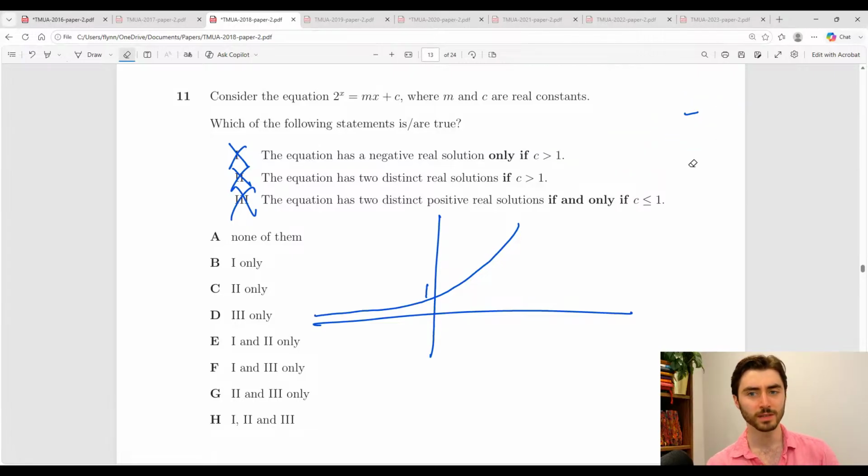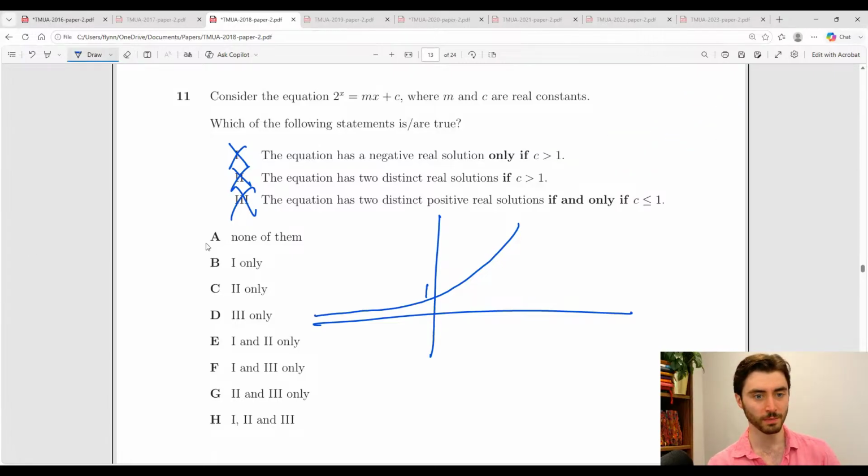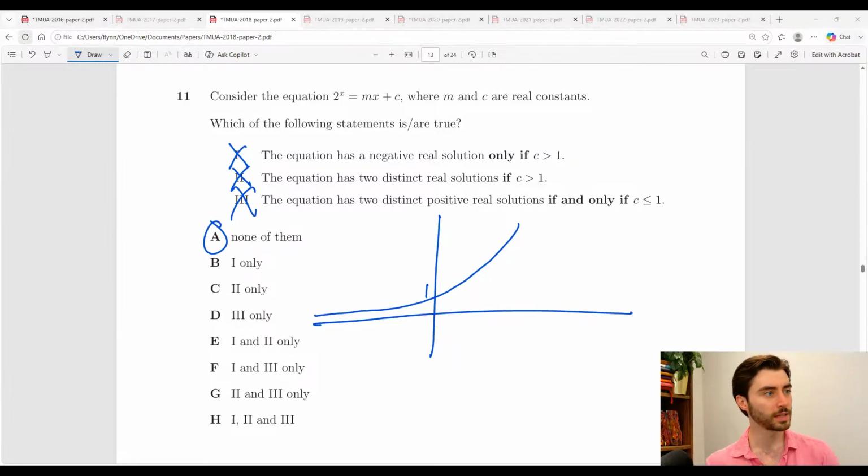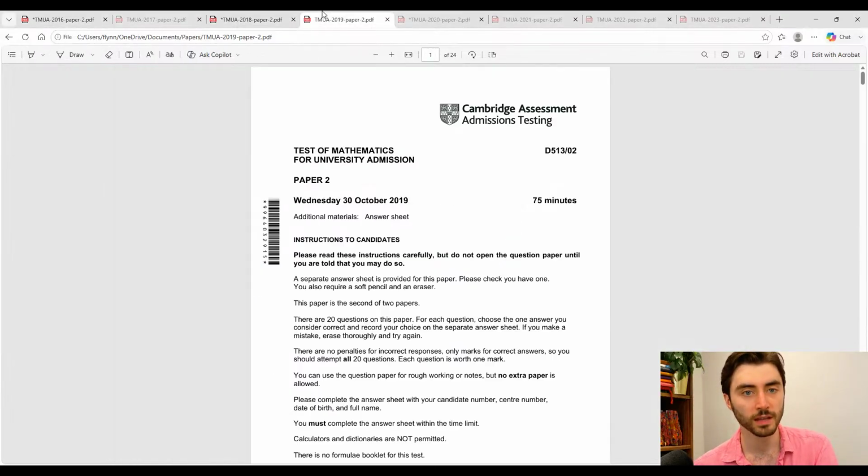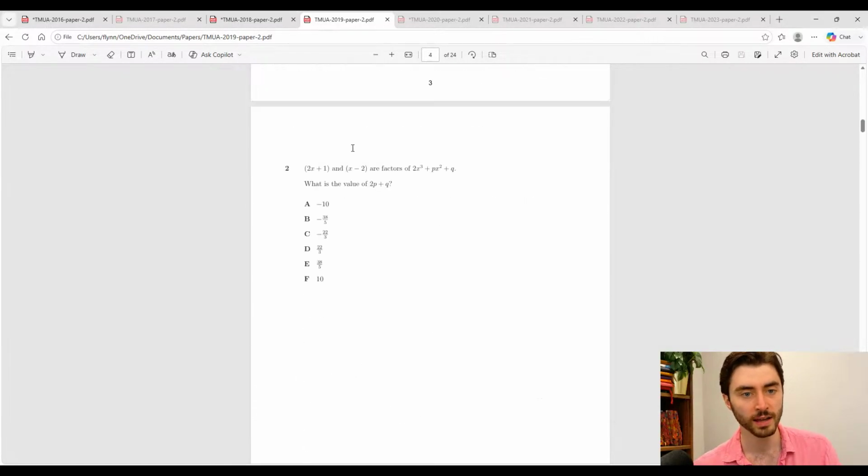So I think the answer is A, and this is why I have the mark scheme on hand, just in case. So for 2018, yeah, that's correct. So the next warm-up one I have is 2019, question 5.